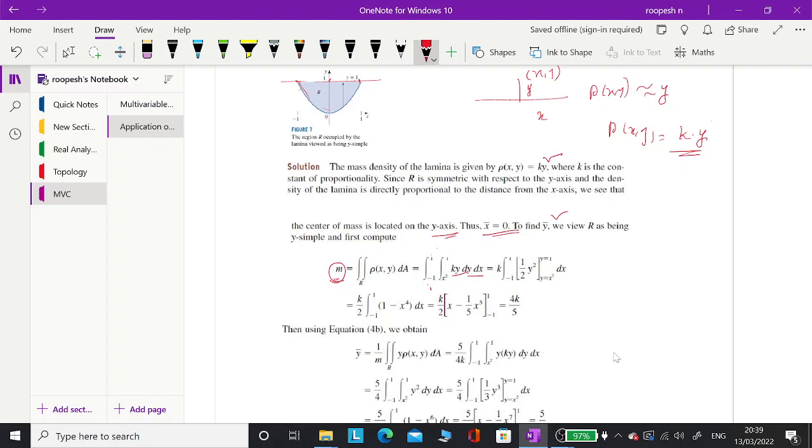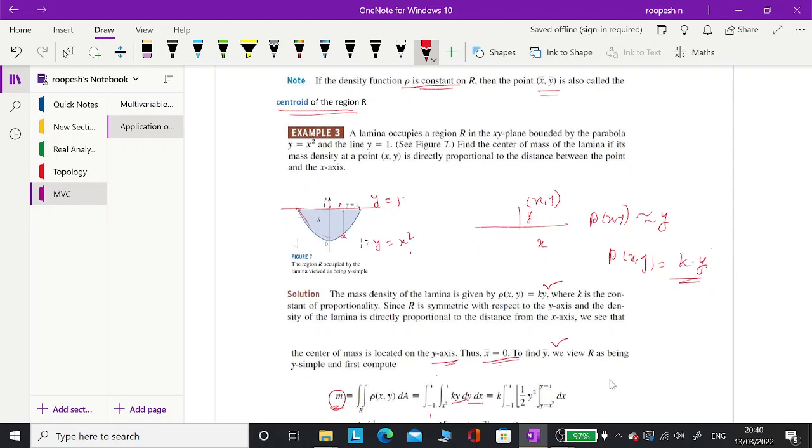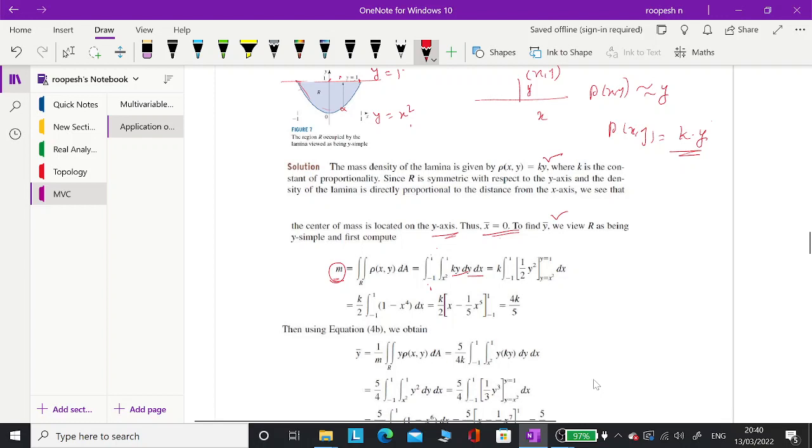And next thing, we want to put the y, how y is varying. So y is varying from this point to this point. This point y is equal to 1. And what is this point? This will be mentioned by the curve, right? The curve is y equal to x square. So from x square to 1. So the variation is from x square to 1. Ky dy dx.